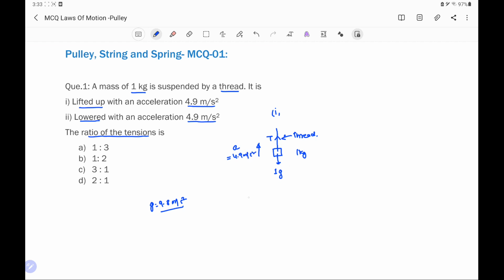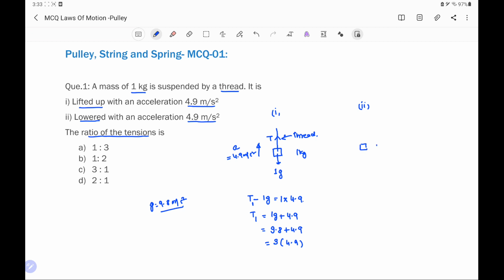So we can write the equation as T minus 1g, that is equal to mass into acceleration, that is 1 into 4.9. So T will be equal to, this is the first case, so it is T1, it is equal to 1g plus 4.9, or it is equal to 9.8 plus 4.9, or we can write it as 3 into 4.9.